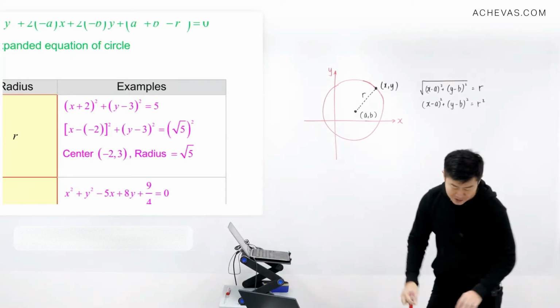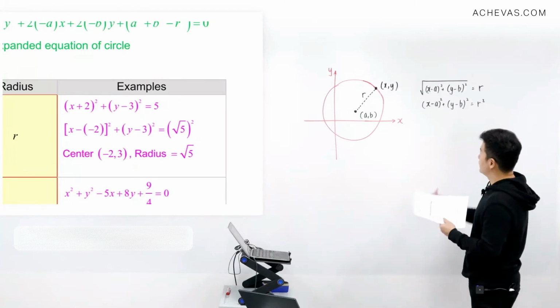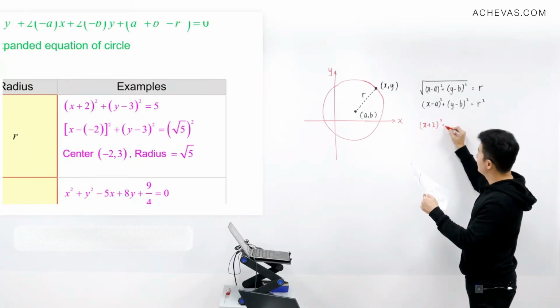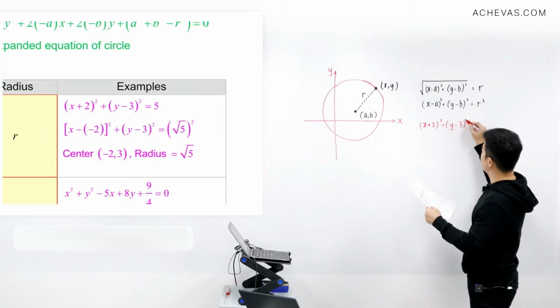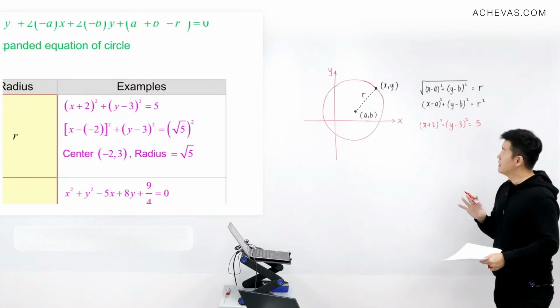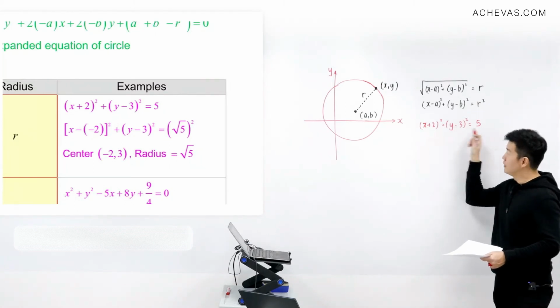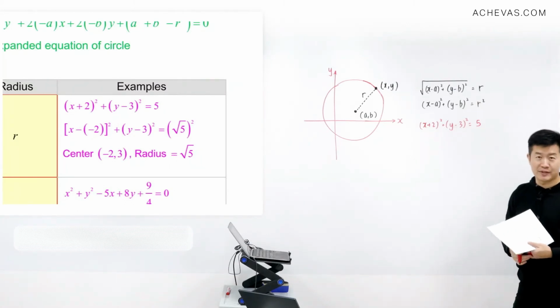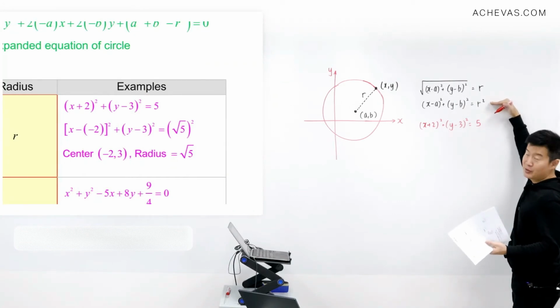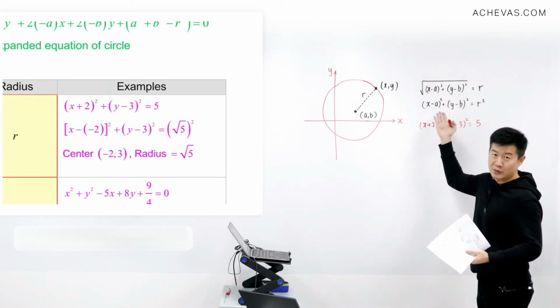Let's take a look at this particular example here. We are given this equation, (x plus 2) squared plus (y minus 3) squared is equal to 5. And what we want to know is the center and the radius of the circle that this equation is representing. So what we need to do is to memorize the form, which is pretty easy, especially if you know how to derive it.